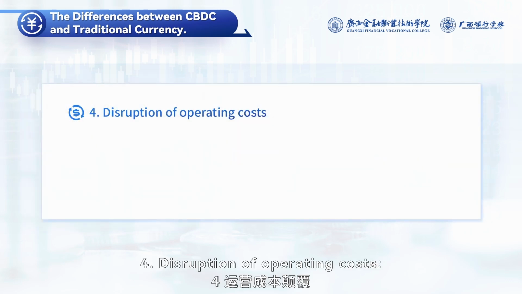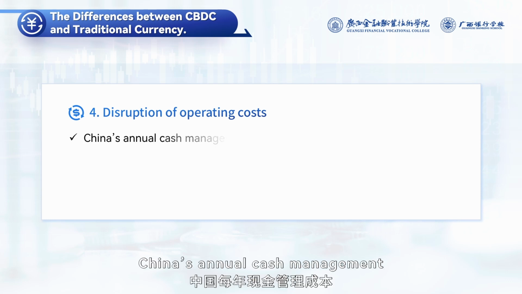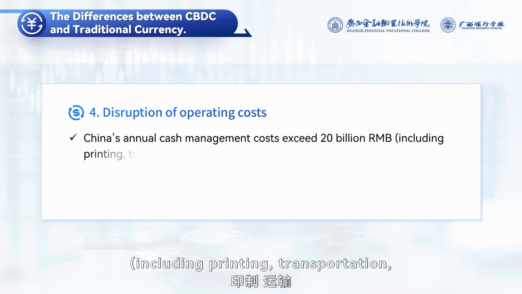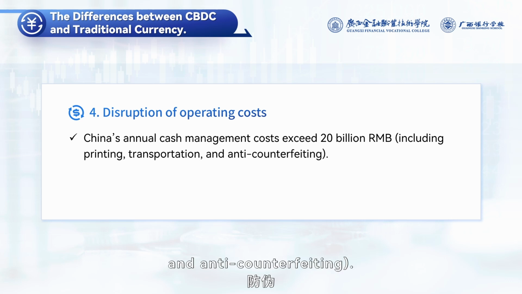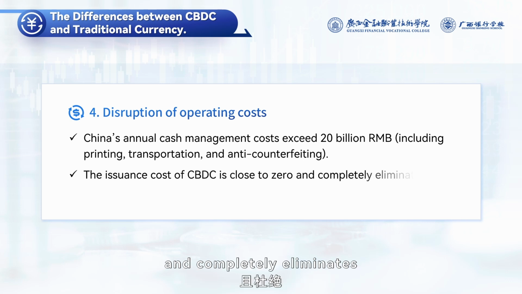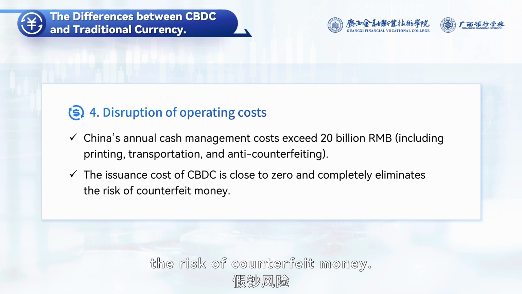4. Disruption of operating costs. China's annual cash management costs exceed 20 billion RMB, including printing, transportation, and anti-counterfeiting. The issuance cost of CBDC is close to zero and completely eliminates the risk of counterfeit money.